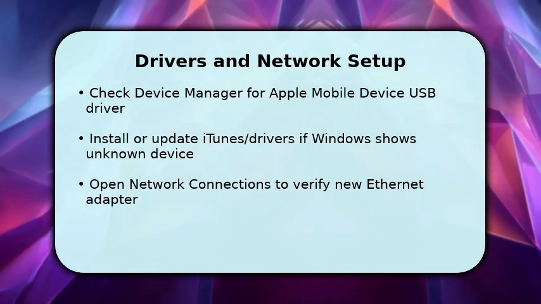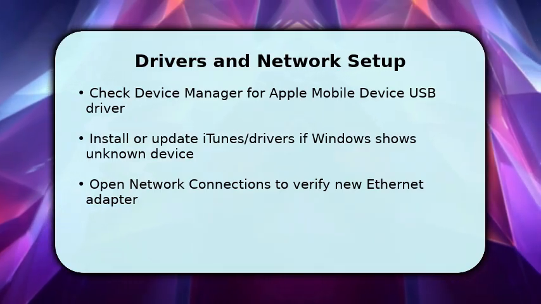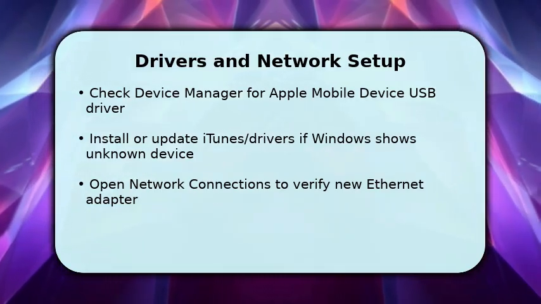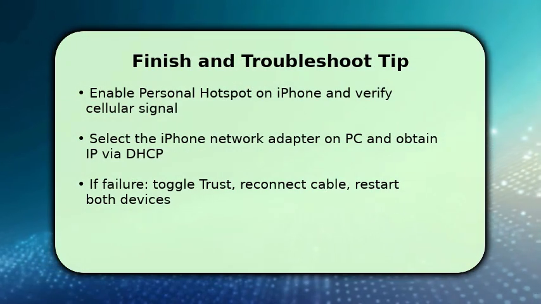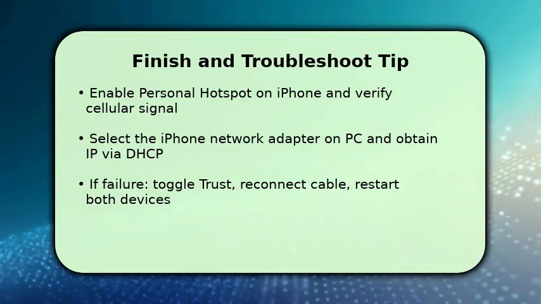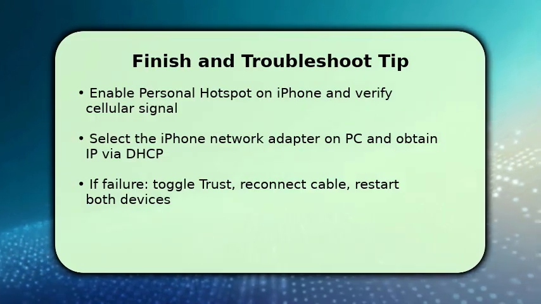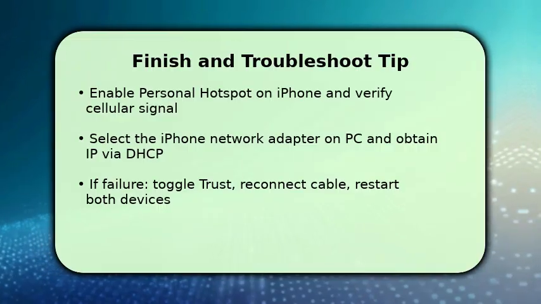To finish, enable Personal Hotspot on the iPhone and verify you have a usable cellular signal. Then on the PC, select the iPhone adapter so it gets an IP address automatically via DHCP. Open a browser and test connectivity.